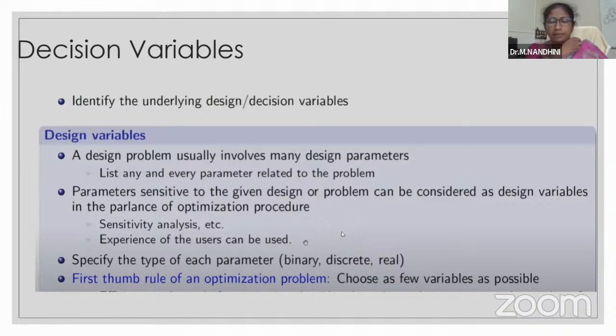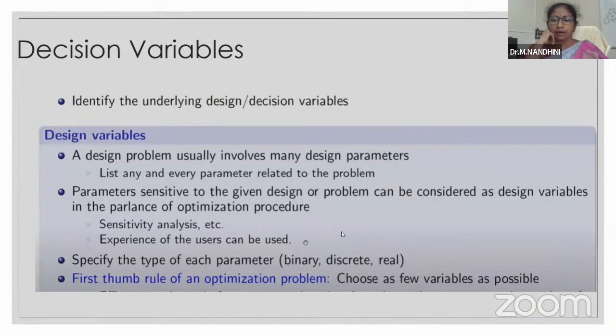The nature of the variables may be binary, discrete or real numbers. These also play a role in deciding the final value. And the example we have discussed is getting the best mark or the highest mark in a subject by a student.